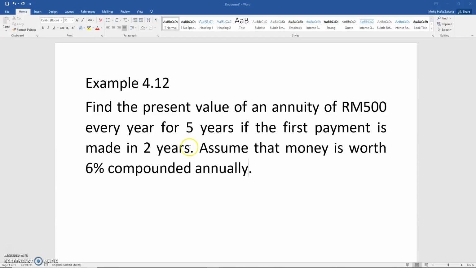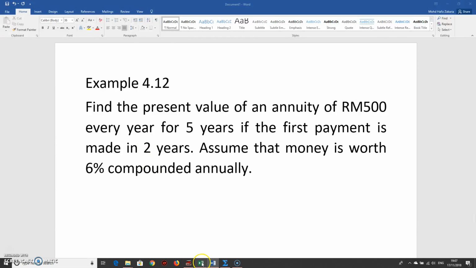Okay, so let's look at how to solve it. Find the present value of an annuity of 500 every year for 5 years. This is actually the case of an annuity, obviously, because it has an equal amount of money being paid at equal intervals of time, which is 500 every year for 5 years. But the difference is that the first payment is being made in 2 years.